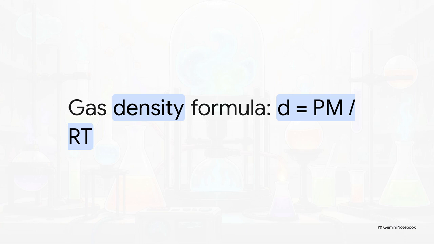Which leaves us with this incredibly elegant formula. Density equals pressure times molar mass divided by the gas constant times temperature. This gives us a sort of mathematical magnifying glass. Just by looking at this equation, you can see that the density of a gas is directly proportional to its pressure. So pressure goes up, density goes up. But it's inversely proportional to temperature. If you heat a gas up, its density decreases.